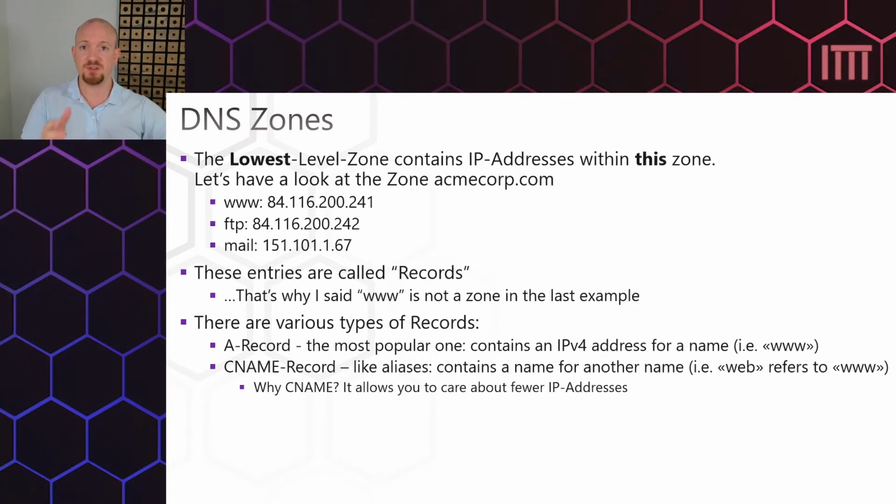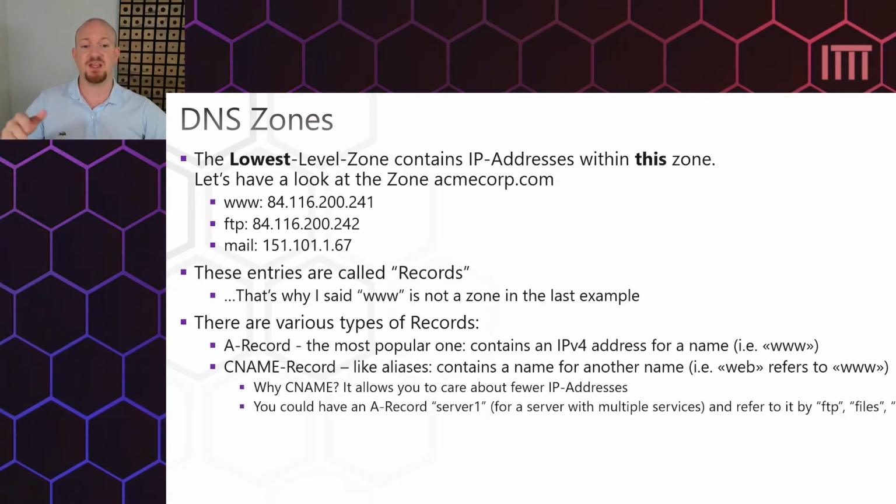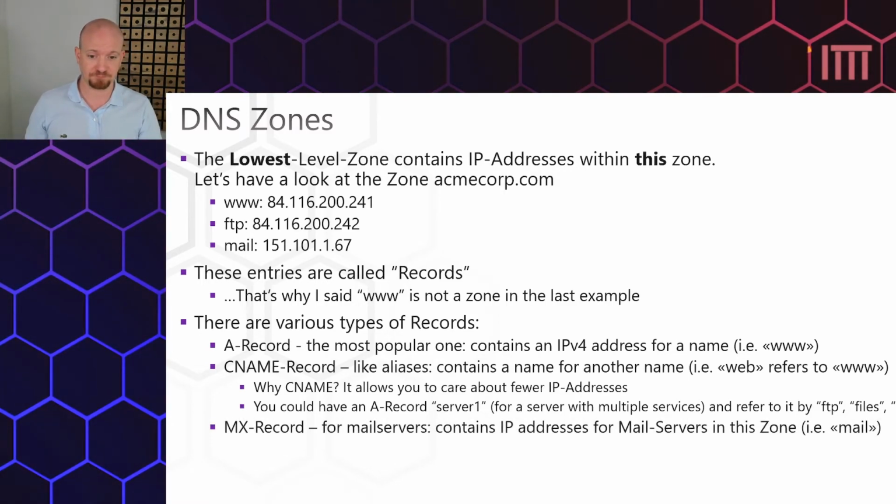For example, you could have a server which provides many services, and then you could have just an A record for server1.acmecorp.com and refer to it by CNAME records like www, FTP, files, PBX, etc. And if you need to change the IP address of server1, you could just change the A record and everything would continue working just fine.